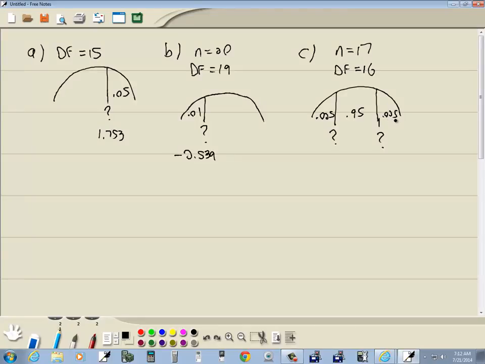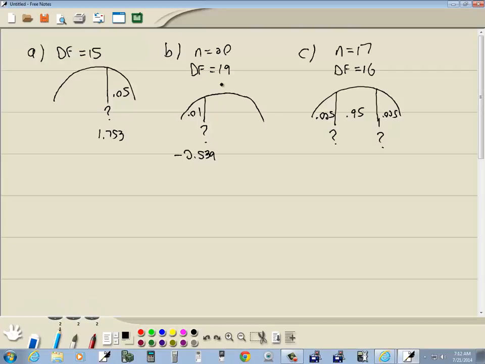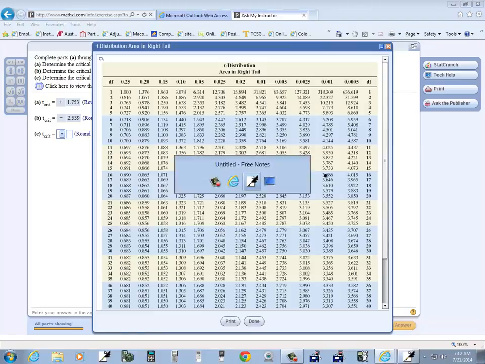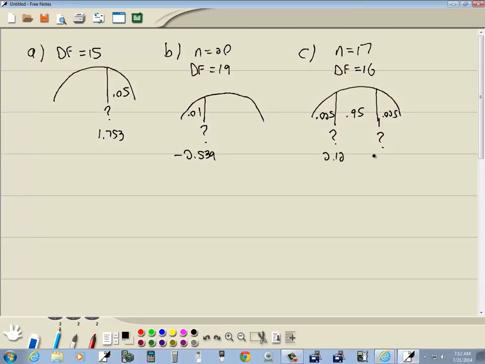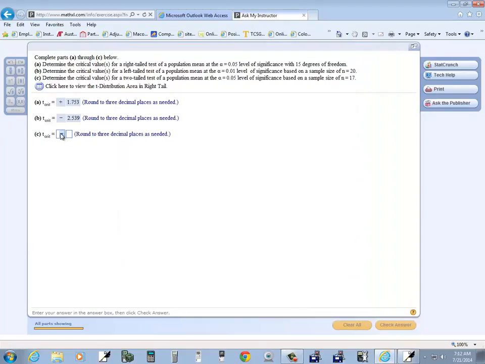The area in one tail is 0.025, so 0.025 right here. And degrees of freedom is 16, so if I come down to 16, I get 2.12. Now, when your critical value is on the left side, it's always negative. Just like when this was on the left, it's negative. This one's on the left, so it's negative. So we'll have a negative 2.12 and a positive 2.12. So I'll have plus or minus 2.12. And that's how you find those critical values.